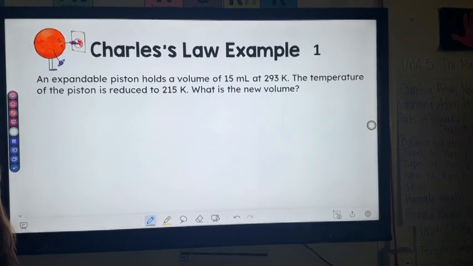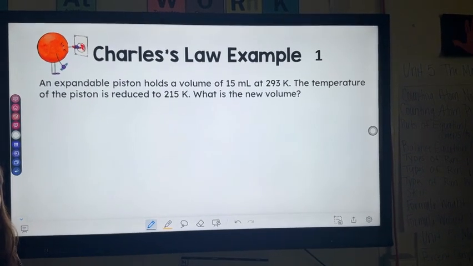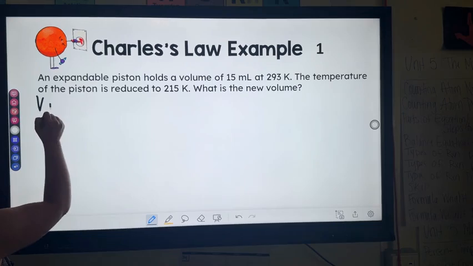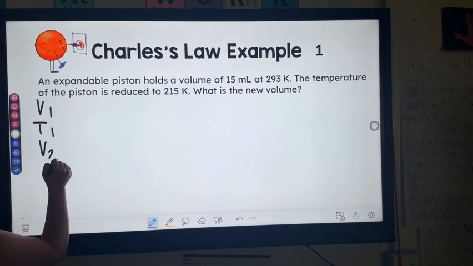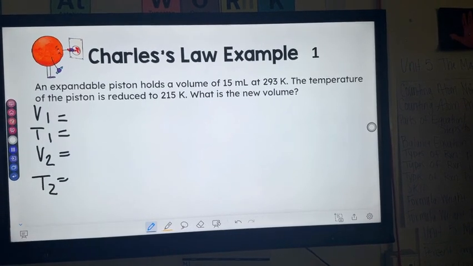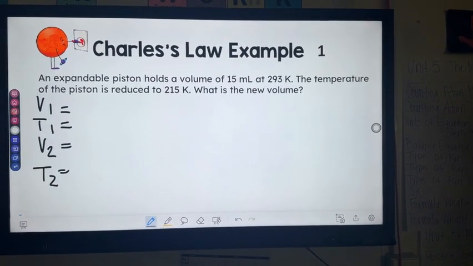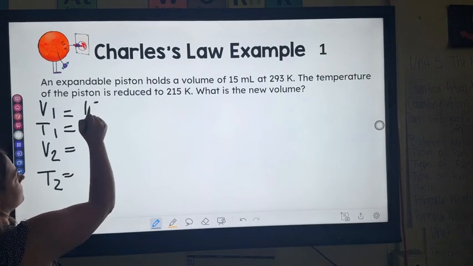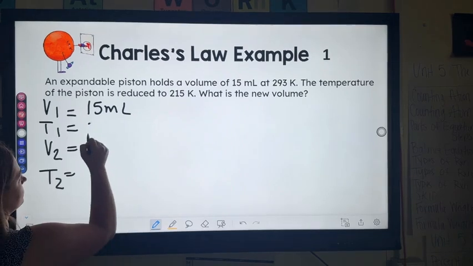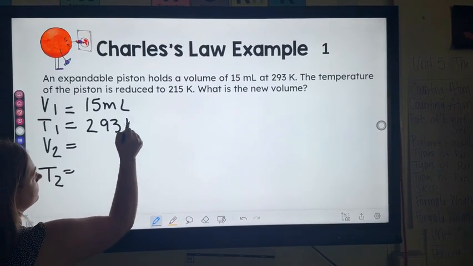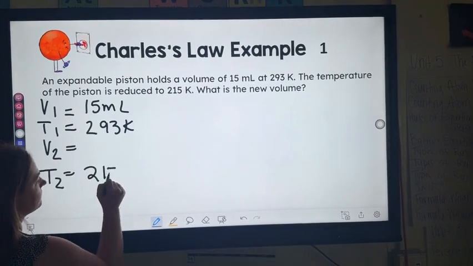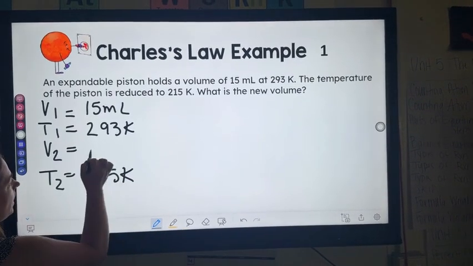All right, we're going to do a couple of practices for Charles. Just a reminder that Charles's variables are V and T. So we have V1, T1, V2, and T2. And then we can fill them in as we read. An expandable piston holds a volume of 15 milliliters at 293 Kelvin. The temperature of the piston is reduced to 215 Kelvin. What is the new volume?